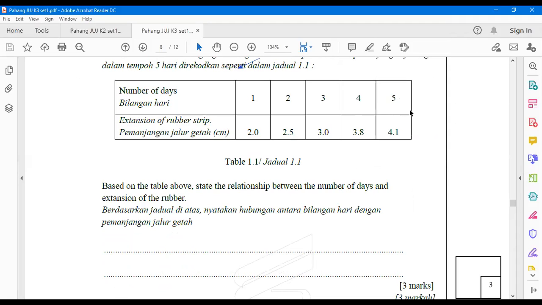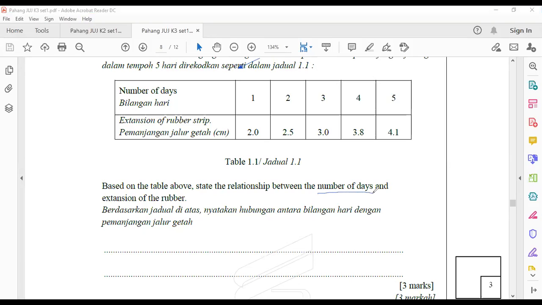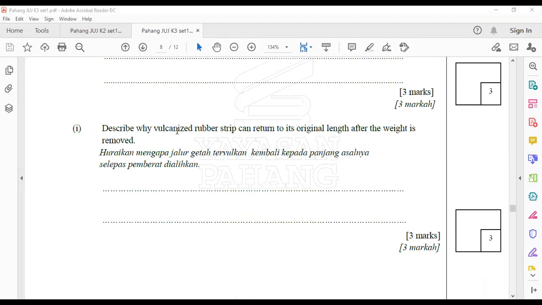Okay, good. In your question, did you see that the number of days comes first? The extension of rubber comes last. So in your answer, this one also should come first. So you just add in the word "as": as the number of days increases, the extension of rubber increases. That's all. Not difficult at all. Now we continue. Describe why vulcanized rubber strip can return to its original length after the weight is removed. So what are you going to tell?